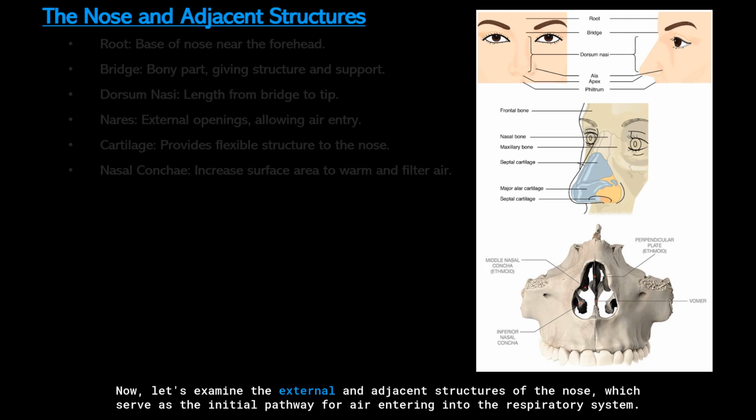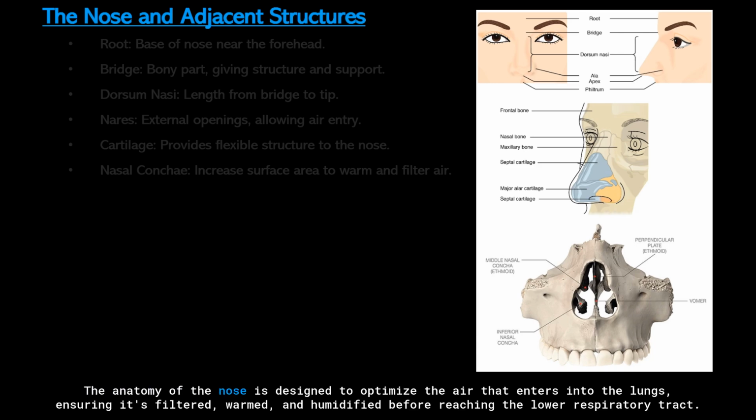Now let's examine the external and adjacent structures of the nose, which serve as the initial pathway for air entering into the respiratory system. The anatomy of the nose is designed to optimize the air that enters into the lungs, ensuring it's filtered, warmed, and humidified before reaching the lower respiratory tract.